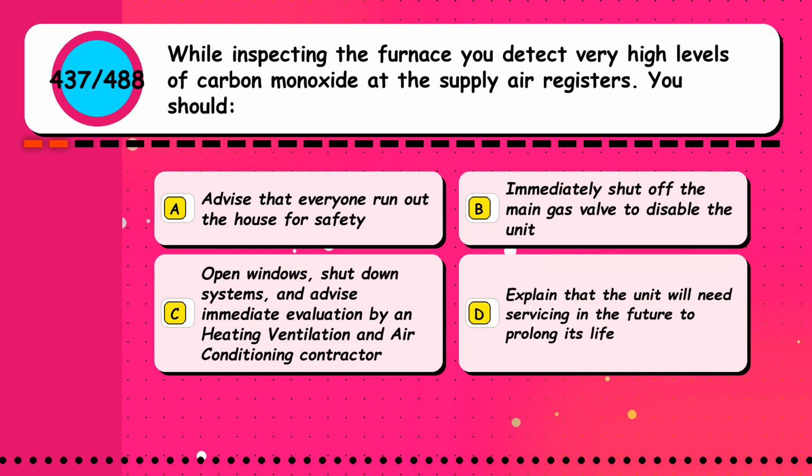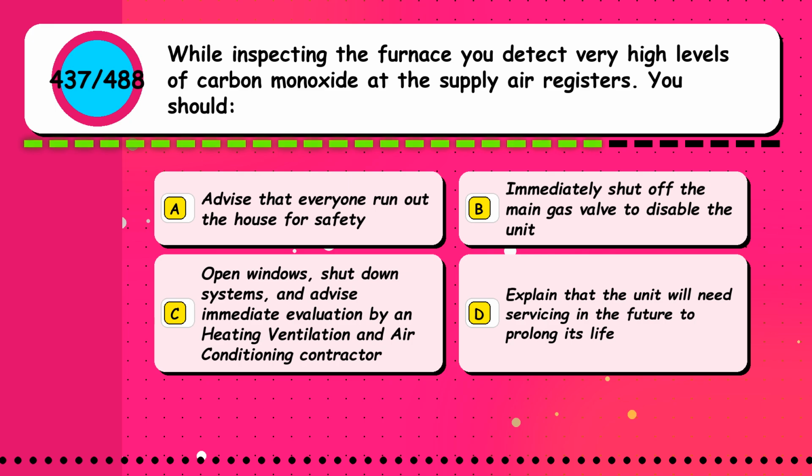Question 437. While inspecting the furnace, you detect very high levels of carbon monoxide at the supply air registers. You should: Option A, advise that everyone run out of the house for safety. Option B, immediately shut off the main gas valve to disable the unit. Option C, open windows, shut down systems, and advise immediate evaluation by a heating, ventilation and air conditioning contractor. Option D, explain that the unit will need servicing in the future to prolong its life.